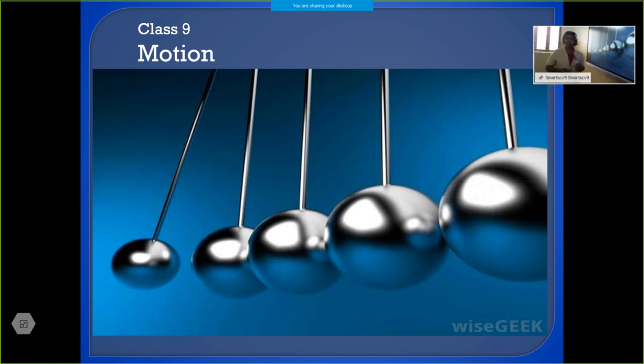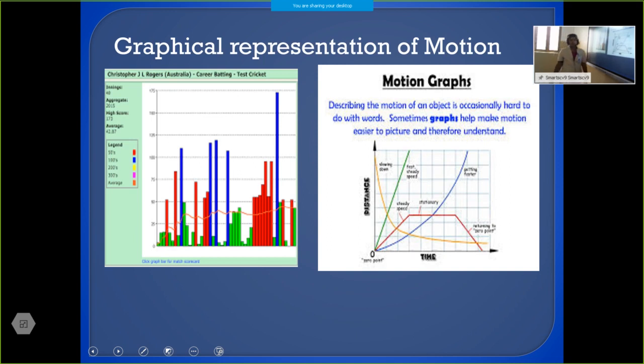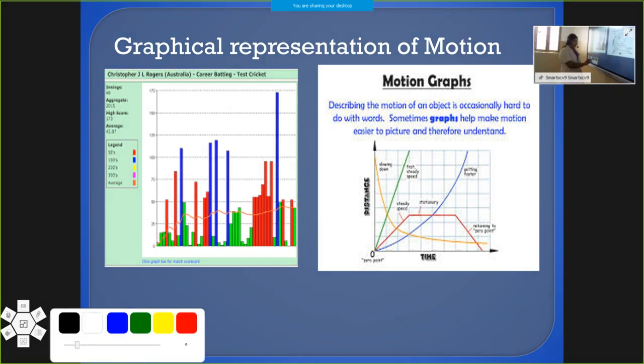Yes. Now children, we are going to represent motion, representation of motion. How do we represent motion? The easy interpretation of motion. How can we do that? Let's discuss that. Okay, come children. So here I have a graphical representation of motion for you.